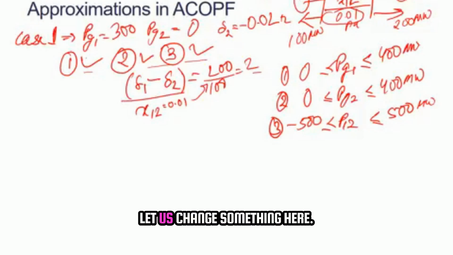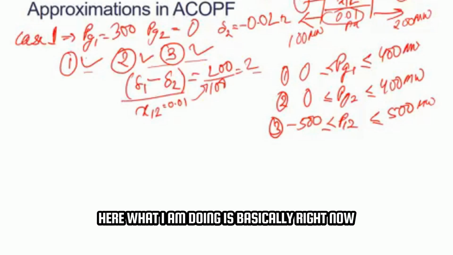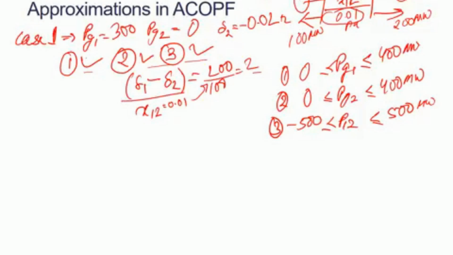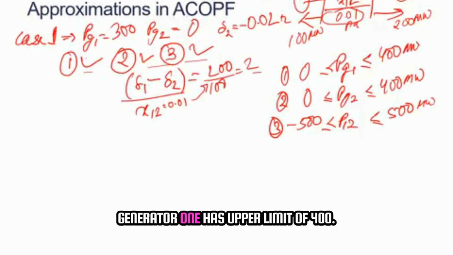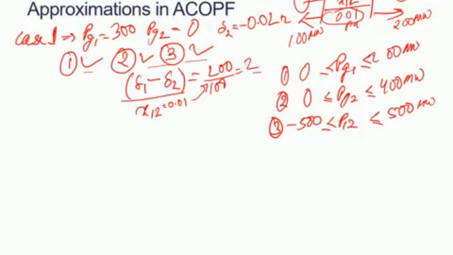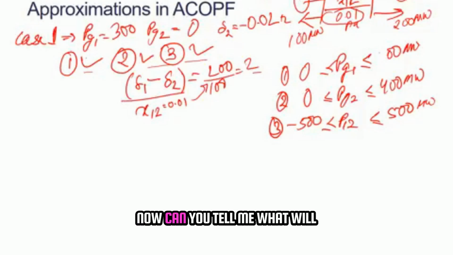Now let us change something here. Now let us do the case 2. Case 2 here, what I am doing is, right now generator 1 has an upper limit of 400. Instead of that, let me make it 200. Now can you tell me what will be the optimal solution? Case 2.